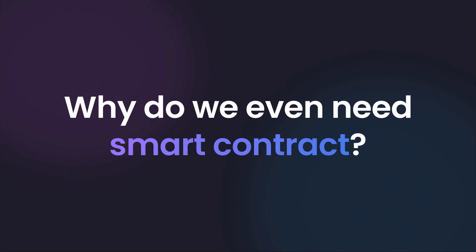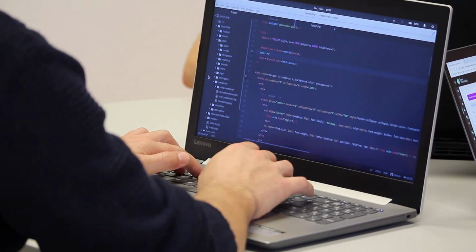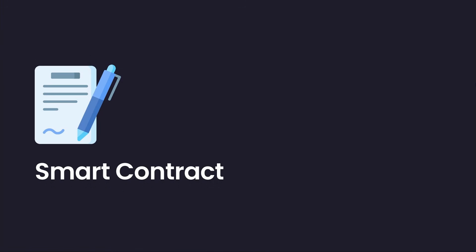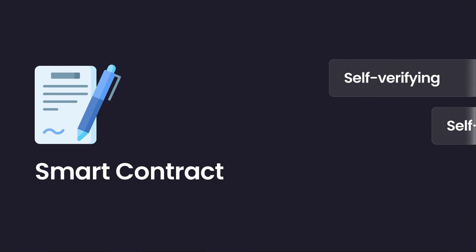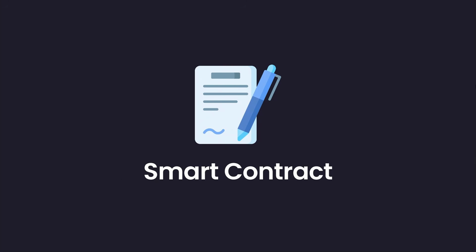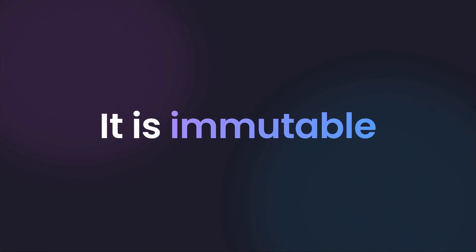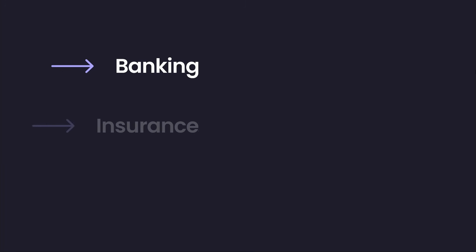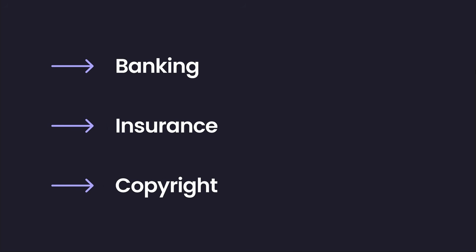But you might think that this can also be done in Web2. It's just a self-executing piece of code. Why do we even need smart contracts? And the answer is that the code in Web2 can easily be manipulated. Smart contracts are self-verifying, self-executing, and tamper-resistant. The smart contract code cannot be changed, which in technical terms means that it is immutable. Smart contracts could be used for banking, insurance, copyright, and many other sectors.